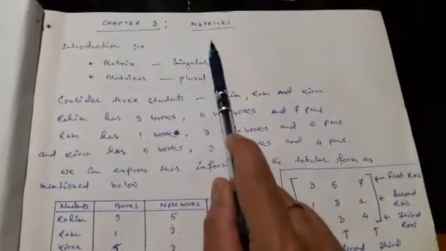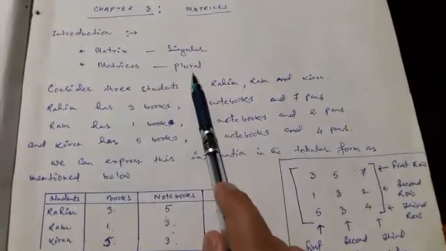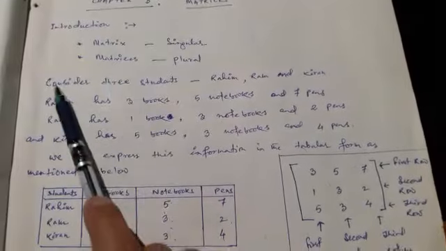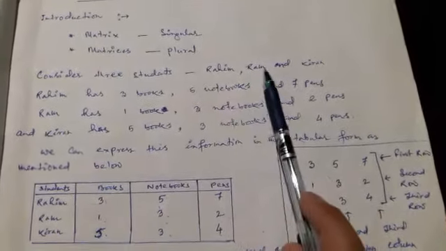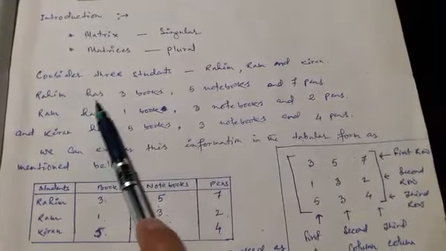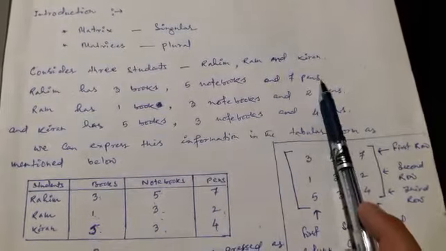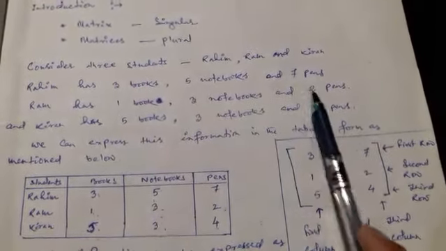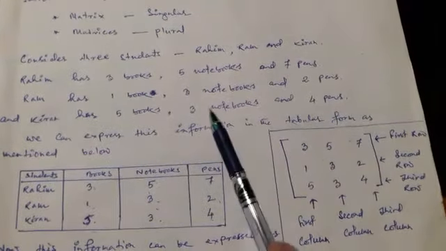Chapter number 3, matrices. The singular word is matrix and the plural word of matrix is matrices. Let us consider three students, Rahim, Ram and Kiran. Rahim has three books, five notebooks and seven pens. Ram has one book, three notebooks and two pens, and Kiran has five books, three notebooks and four pens.